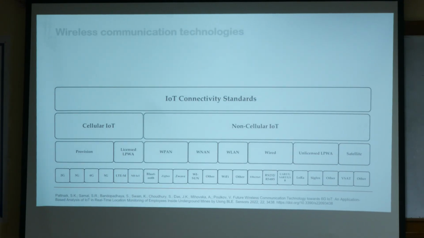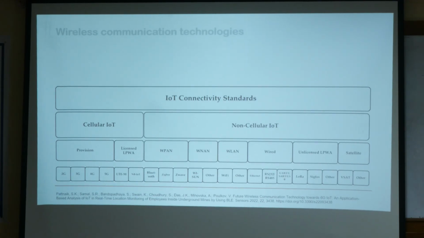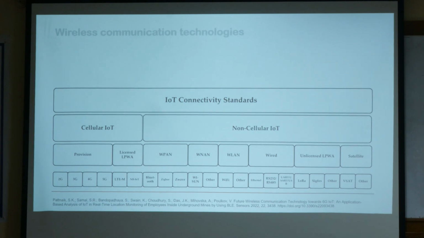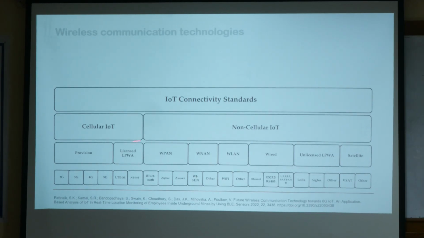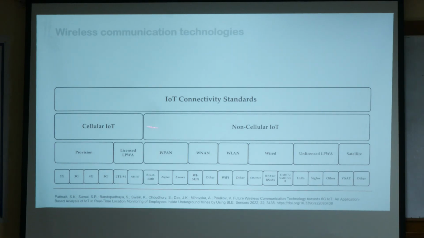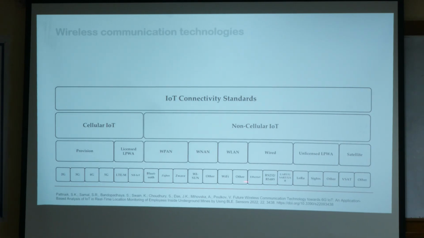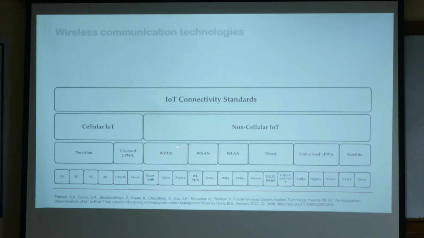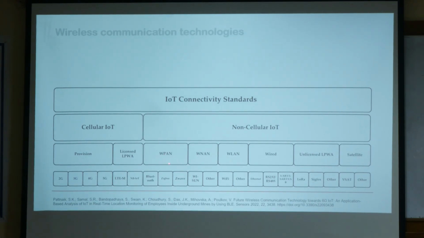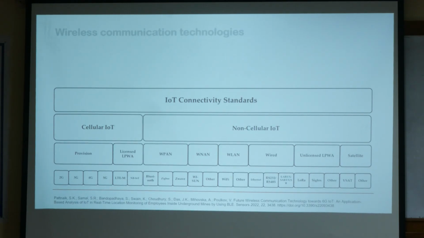So this will tell you all the standards which are available and which can be used for your application, and all the names which existing people are trying to use are available over here. If you try to see from the beginning, cellular IoT and non-cellular IoT, you can divide them into two categories. One is licensed, one is non-licensed. In the licensed, you have licensed LPWA, and in the non-licensed, you have wide area PAN, wide area NAN, and LAN, wired, unlicensed, and satellite communication.